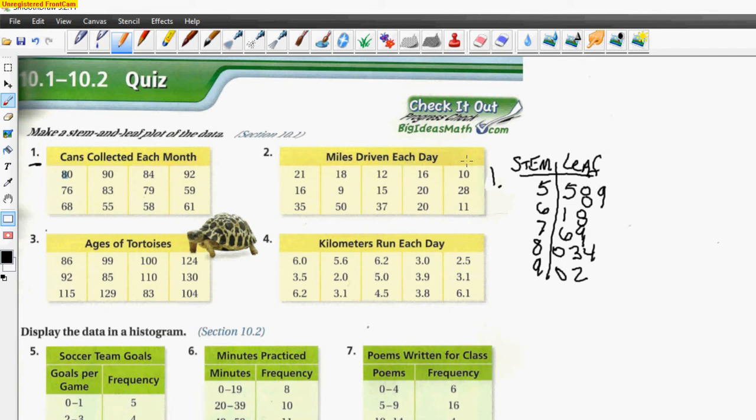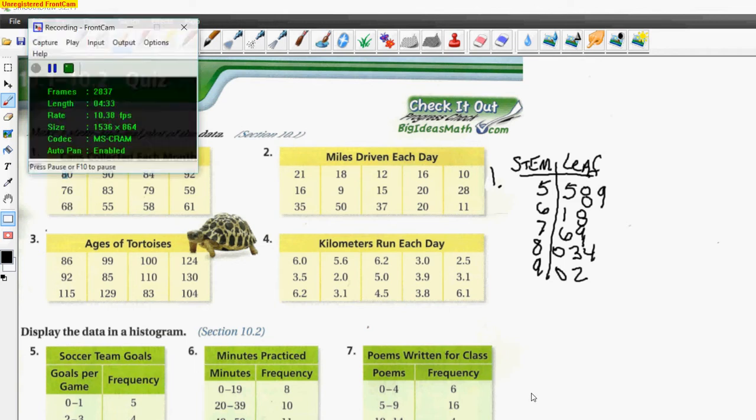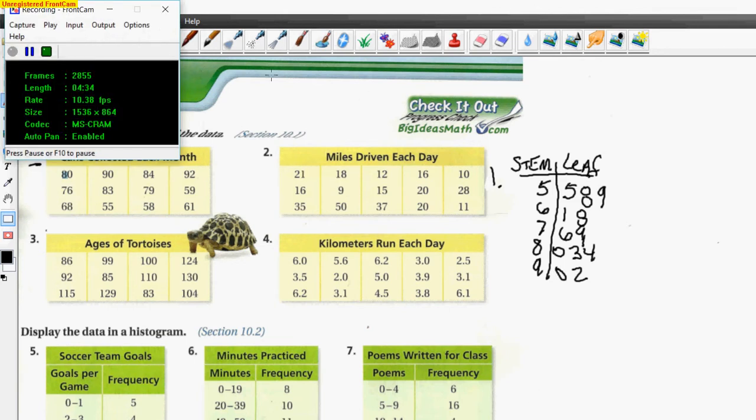The leaf for, of course, number 1. And good job on that one. You did a great job. And let's get on that. And we go from here.